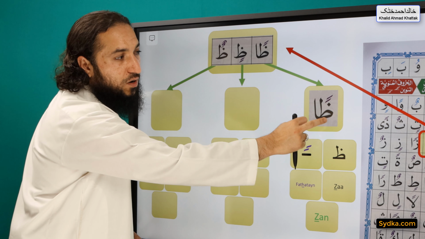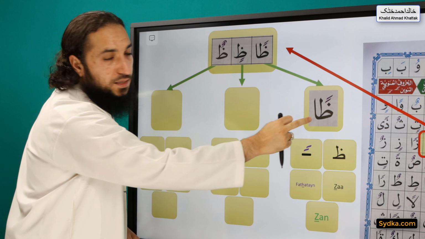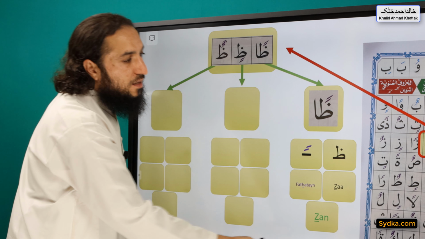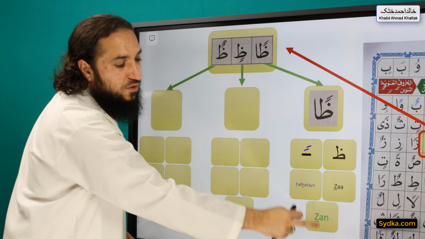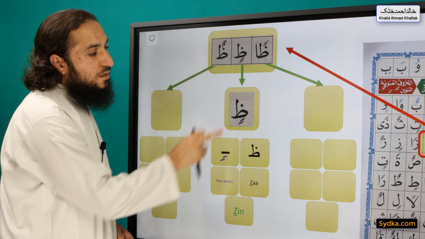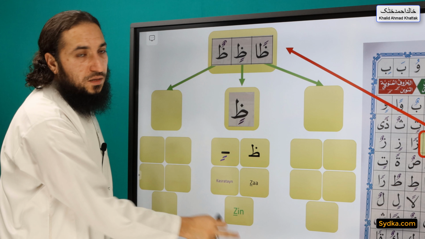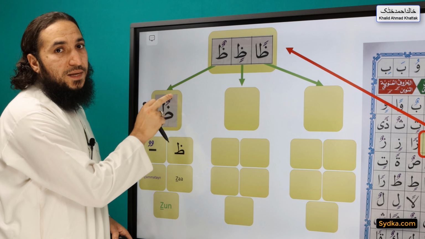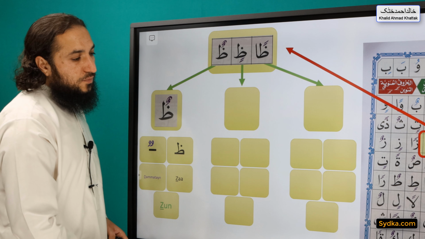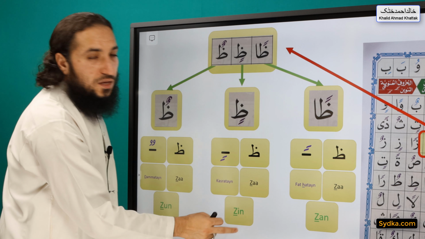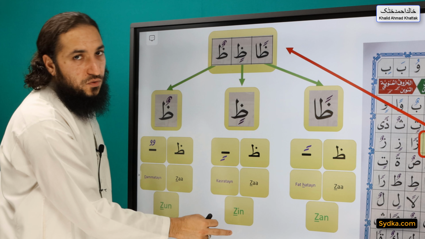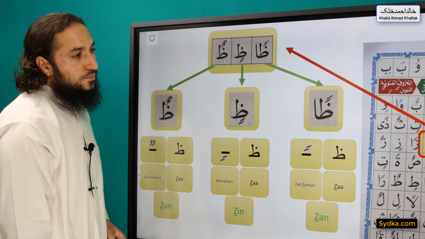The next one is dha, and the alif next to it is silent. Dha fathatain dhan, dha kasratain dhin, dha dhammatain dhun. Dhan, dhin, dhun, dhan, dhin, dhun.